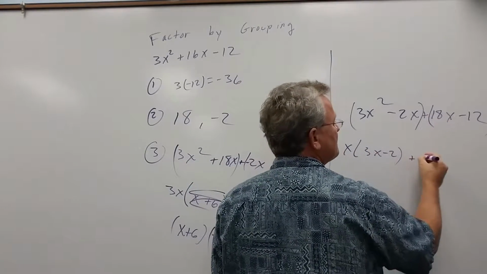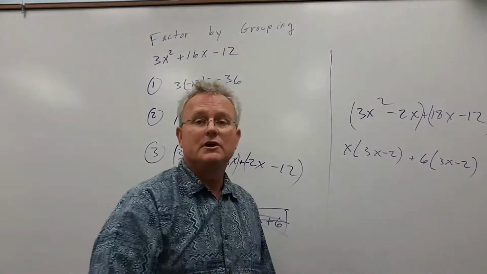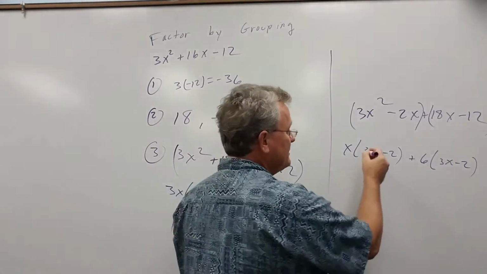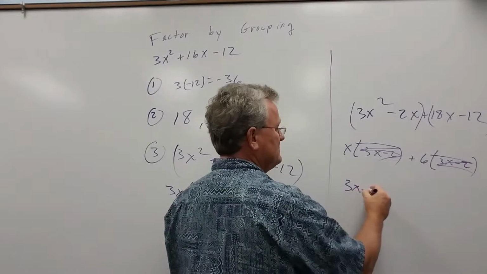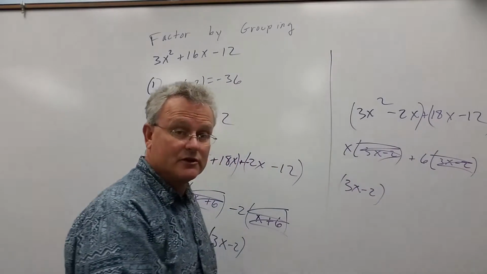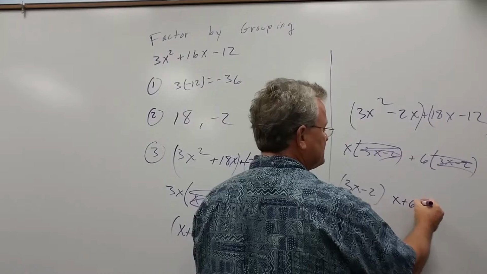Here we can factor out a 6. And we get 3x minus 2. Just like the other example here, we factor out 3x minus 2. And when I factor that out, it's gone. And that we can clearly see we're left with x plus 6.